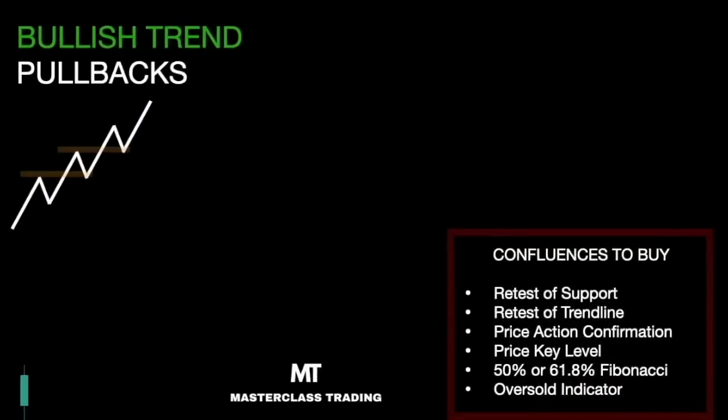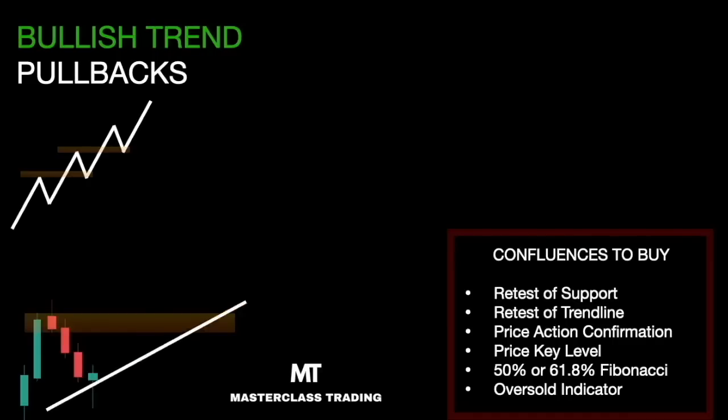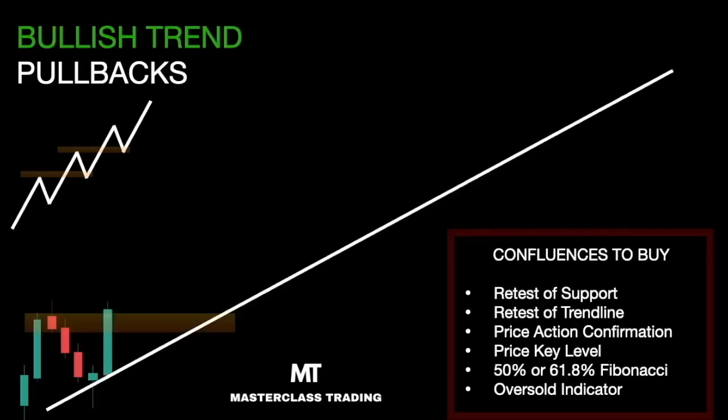Hello traders, in this video we are going to analyze how to trade pullbacks in a bullish trend. First of all, it is important to understand that a bullish trend is created when price forms higher highs and higher lows. A bullish trend line is a support zone, created by a minimum of two consecutive higher lows, that is drawn diagonally on the chart.